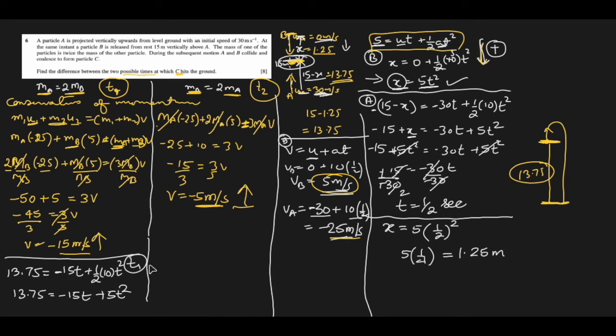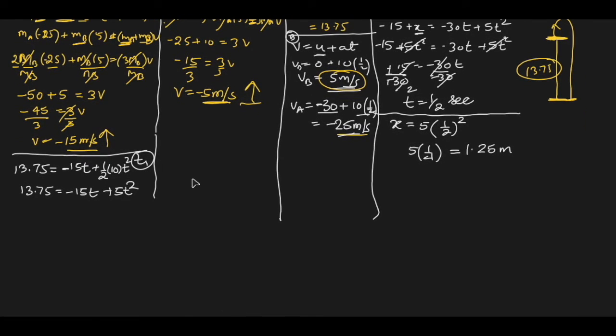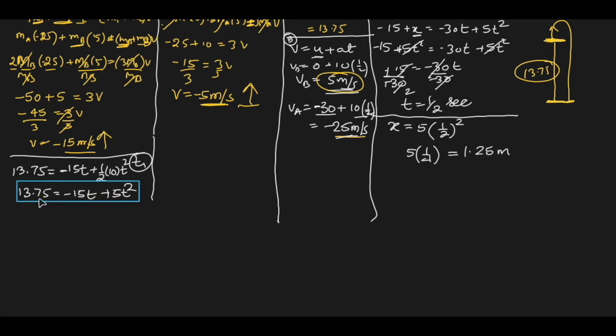Let's make a quadratic equation out of this by bringing this 13.75 also to the right side. So 0 equals 5t squared minus 15t minus 13.75. Okay, let me use my calculator straight away. We can use the quadratic formula, or otherwise here we can find the time.